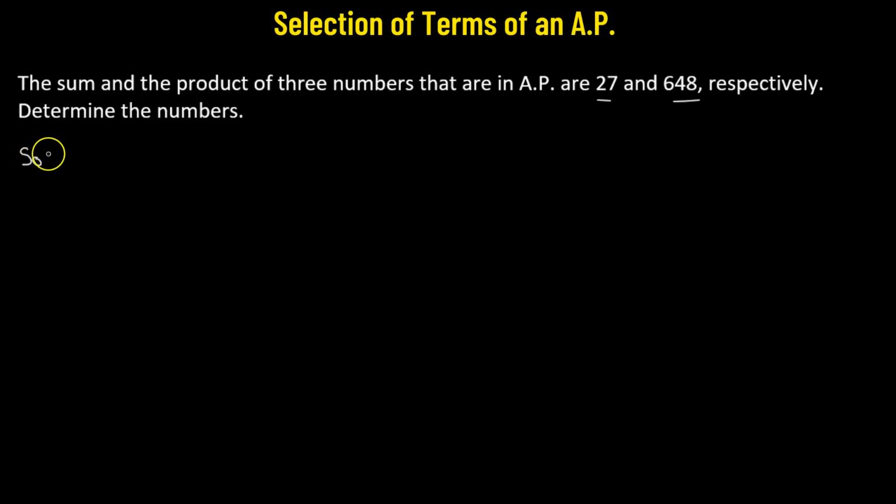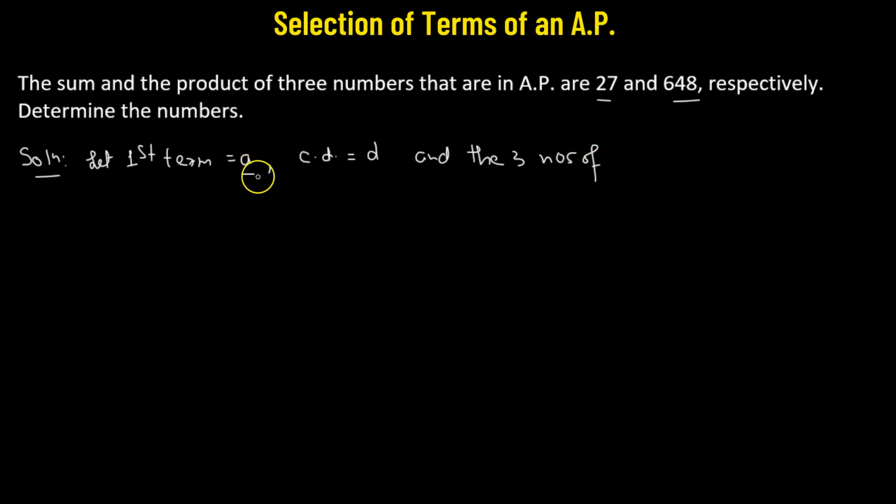Let's begin. First, we will consider that the first term is given by the letter a in lowercase and the common difference is given by the letter d in lowercase. Now, we will not start with a as the first term, but instead we'll consider a minus d, the term preceding a, as the first term, and a will become the second term, then a plus d.